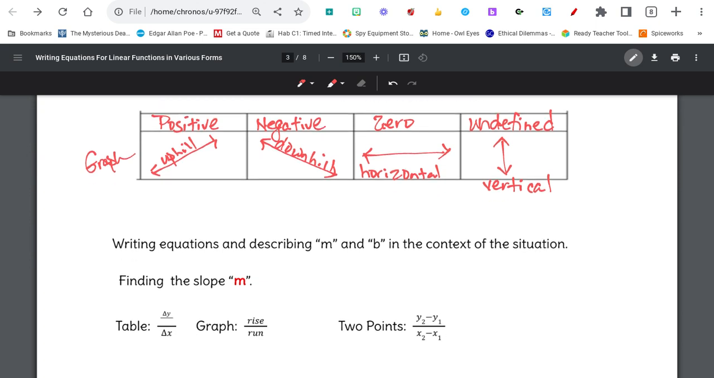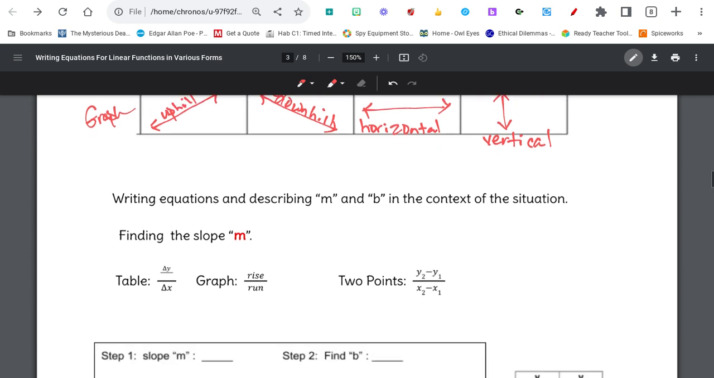All right, so what we want to do in this is write equations and describe situations. We'll describe what our M and B mean in the context of a situation if there's some real life problem that's given to us. So we're going to practice writing generic equations, and then I'm going to give you a real life situation and see if you can make connections and tell me, what does M represent? What's the slope talking about? What's B? What does it really represent?